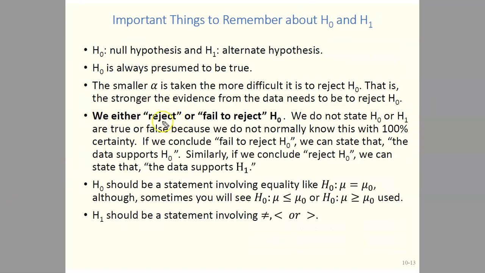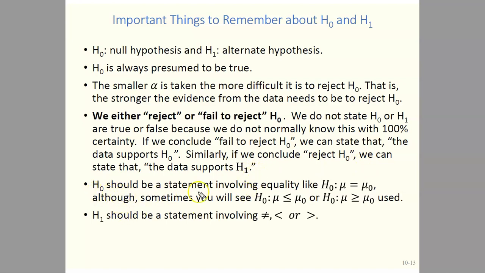Also keep in mind that you either reject or fail to reject the null hypothesis. You don't state that H0 or H1 are true or false because we do not normally know that with 100% certainty. So if you conclude that you should fail to reject H0, you can state that the data supports H0, but you don't want to state that H0 is true. You just want to state something like the data supports the null hypothesis. Similarly, if you conclude that you should reject the null hypothesis, you can state that the data supports H1, but you don't want to state that H1 is true.